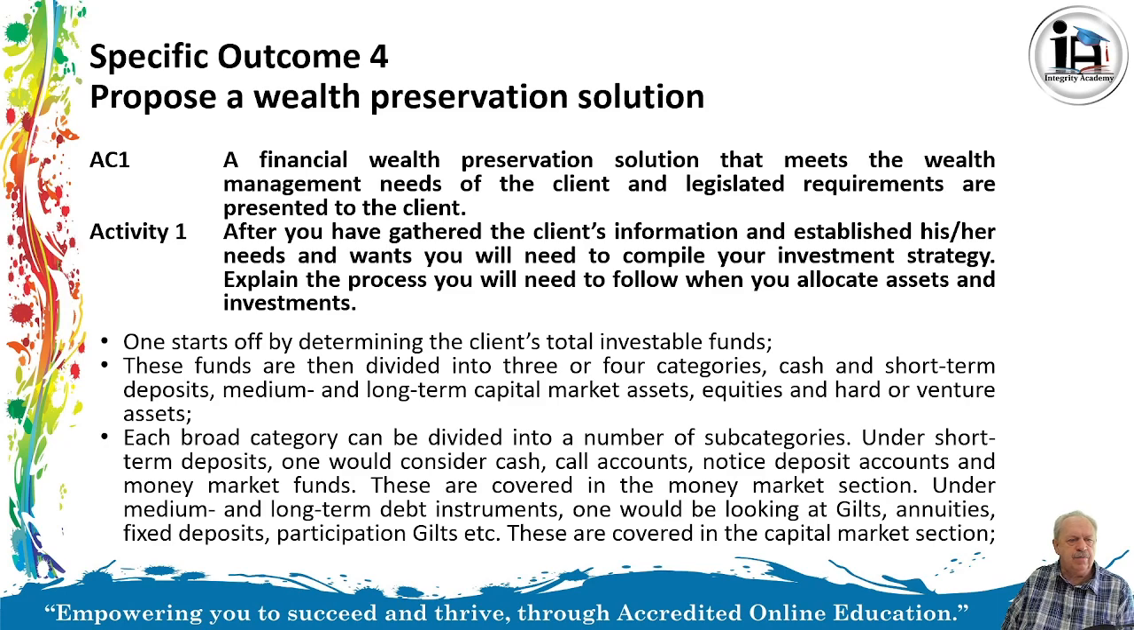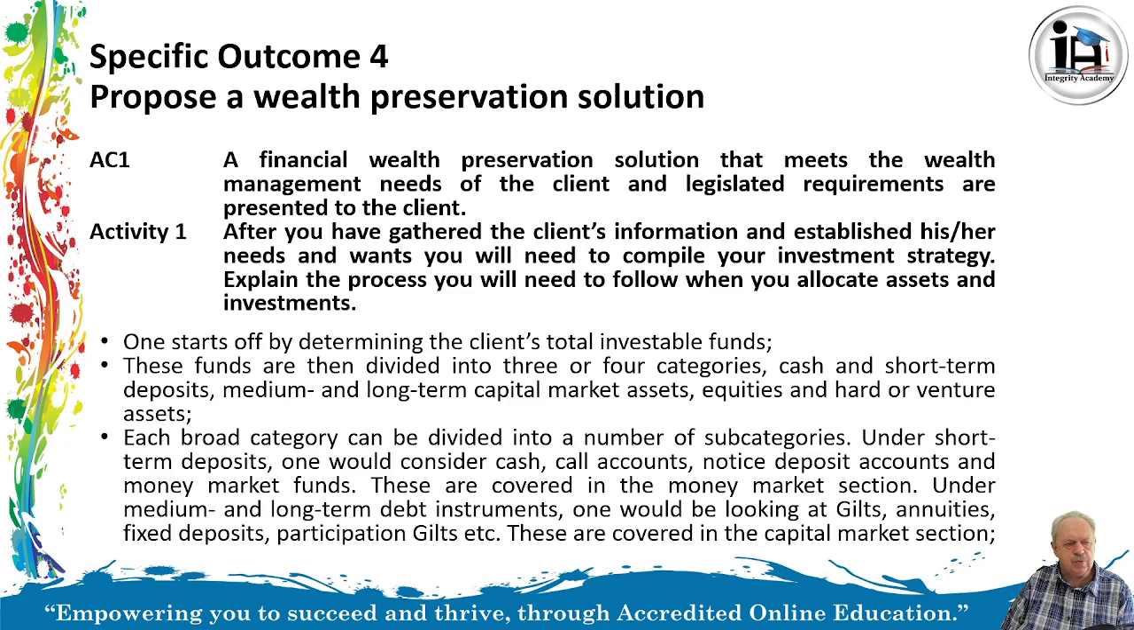After you've gathered the client information and established his or her needs and wants, you will need to compile your investment strategy. Explain the process you will need to follow when you allocate assets and investments. One starts off by determining the client's investable funds. These funds are then divided into 3 or 4 categories: cash and short-term deposits, medium and long-term capital market assets, equities, and hard or venture assets.